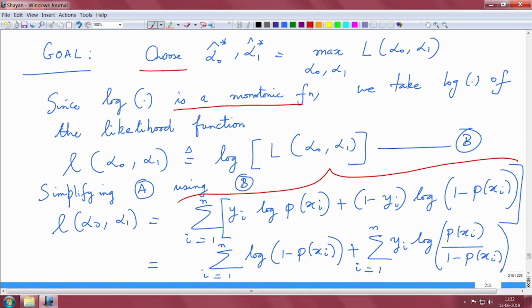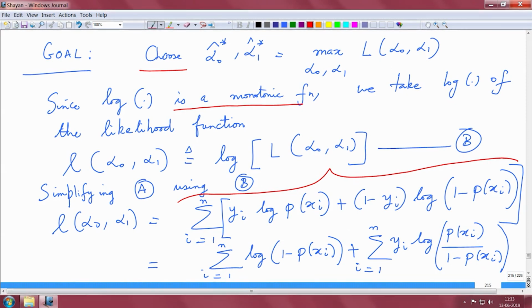So, this seems to be tractable, but let us slightly rearrange this equation because we want the variable yi to be sticking out in one of the terms and left aside for the other term. So, this simplifies as summation i equals 1 to n of log 1 minus p of xi plus summation i equals 1 to n of yi times log p of xi upon 1 minus p of xi. Pretty straightforward simplification.